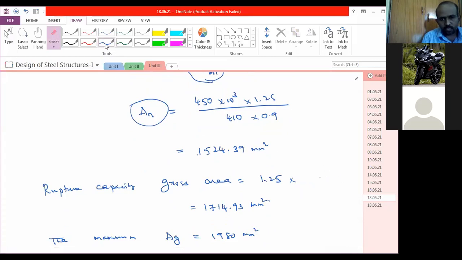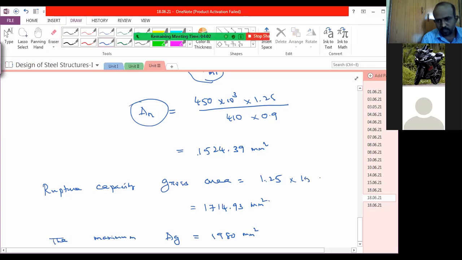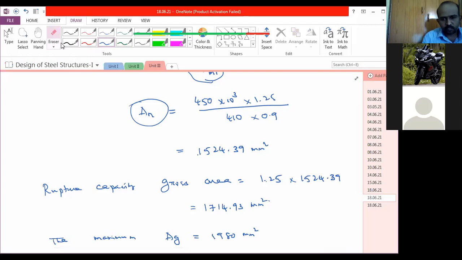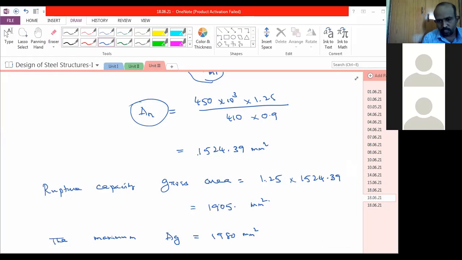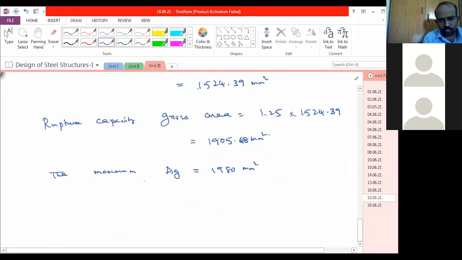So we have to write 1524.39. Multiply with the 1.25. How much value? 1905.487, right? So please understand, even though the maximum gross sectional area is coming 1980, right?